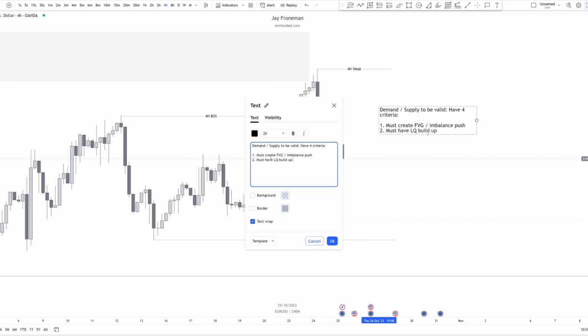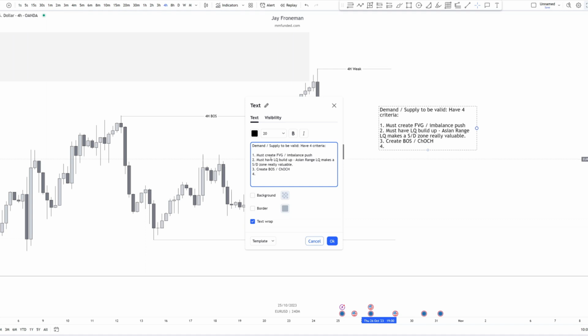And this is where the Asian liquidity system is going to come in handy. The Asian range LQ makes a supply or demand zone really valuable. And number 3, that supply or demand zone must create a break of structure or a change of character.